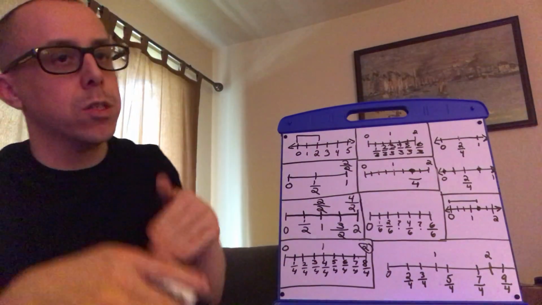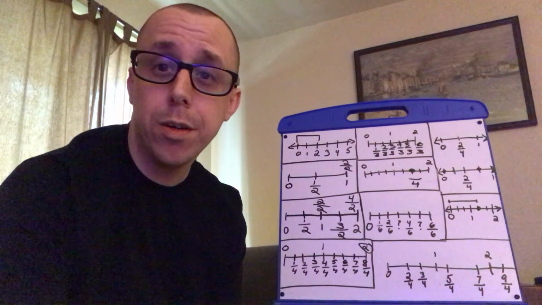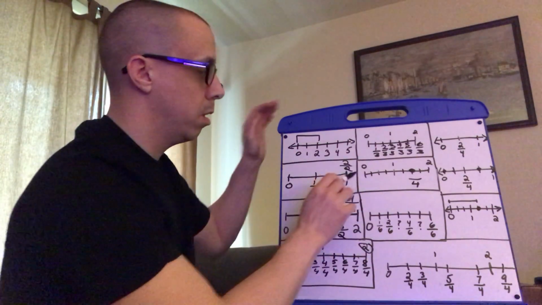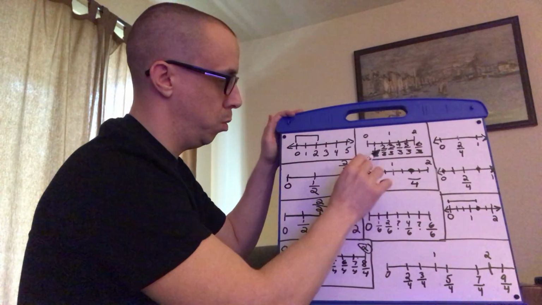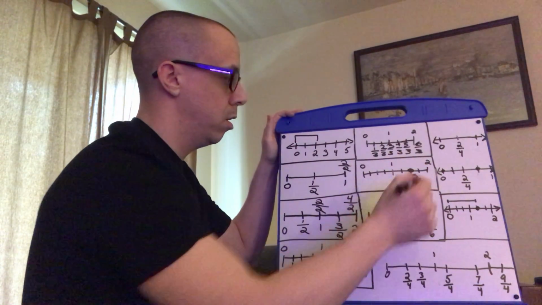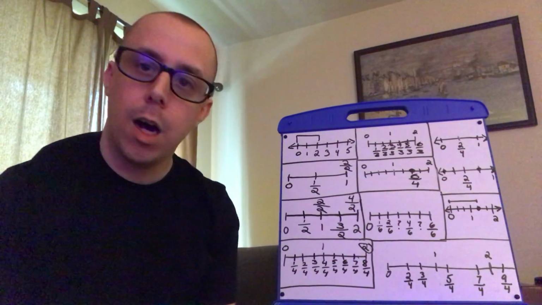So I know that this point is going to be a certain number of fourths. And now, in order to find the numerator, I count along. 1, 2, 3, 4, 5, 6. So that's 6/4.